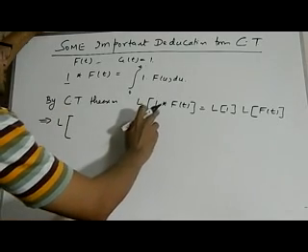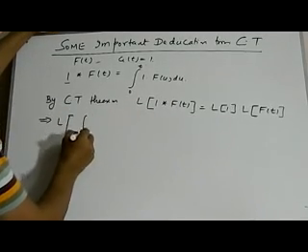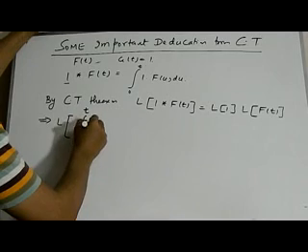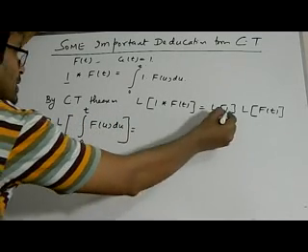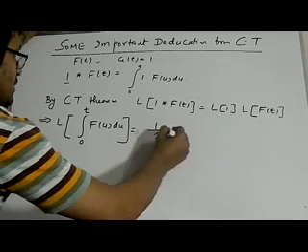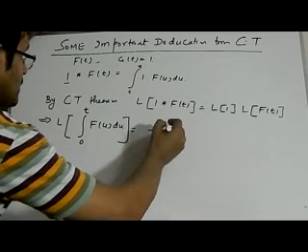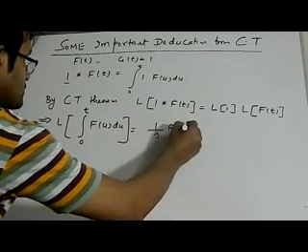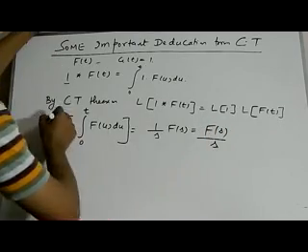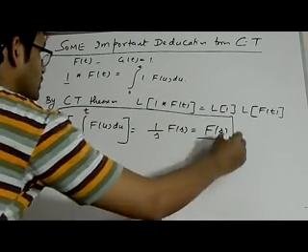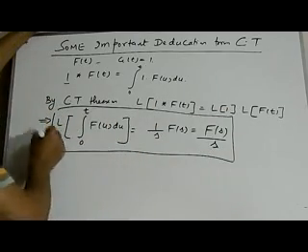What is the convolution of 1 star f(t), which is the integral from 0 to t of f(u) du? What is the Laplace of 1? 1 by s. What is the Laplace of f(t)? If I assume that it is F(s), then that is F(s) by s. So it is an important result that we got from the convolution theorem.